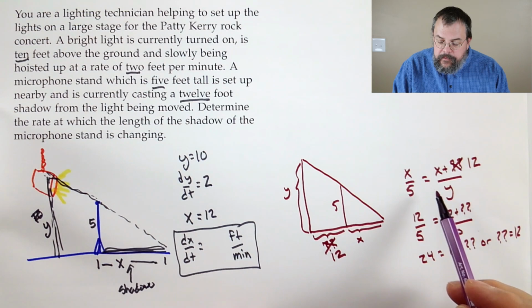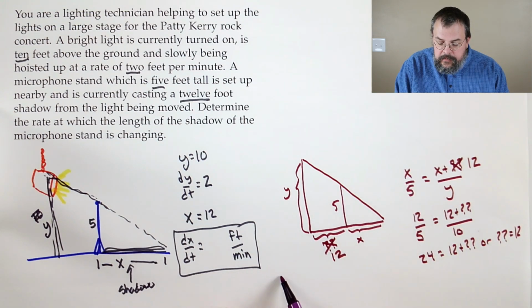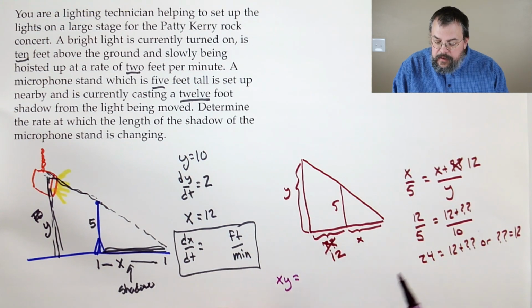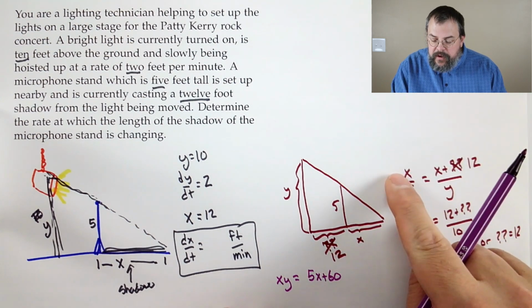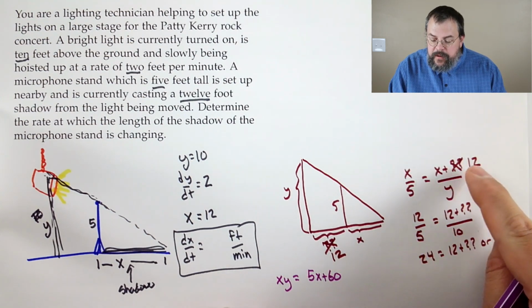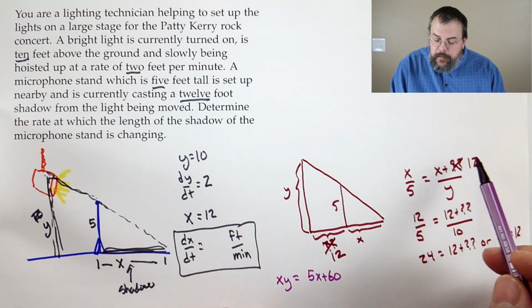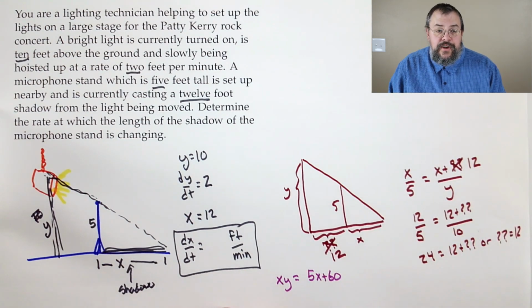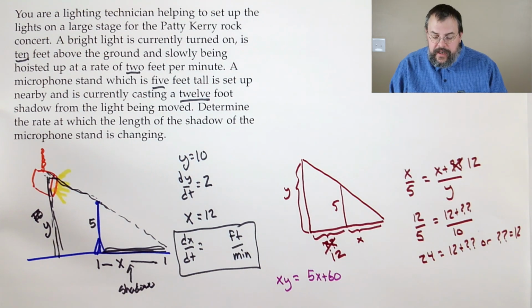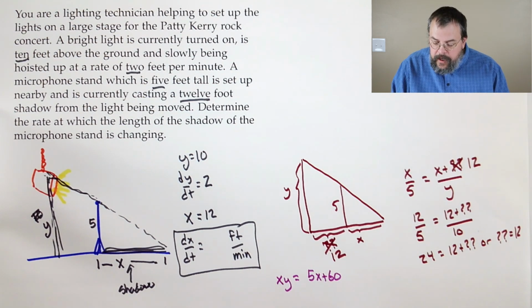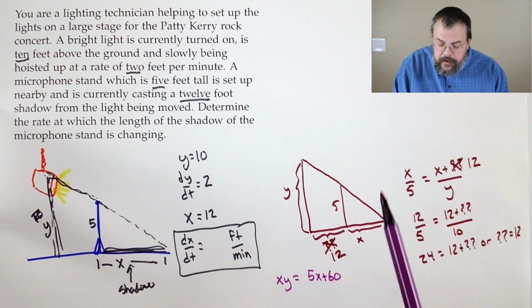We get that x times y is equal to 5x plus 60. Because we're going to multiply both sides by y, so that gets rid of the y here, multiplies by y here, and both sides by 5. And of course, when you multiply by 5 over here, make sure you distribute through. So, we're almost there. I can almost fit it downstairs. I'm going to move up a little bit.